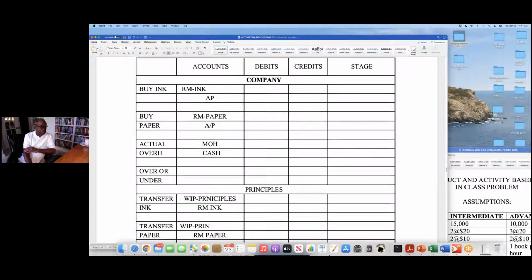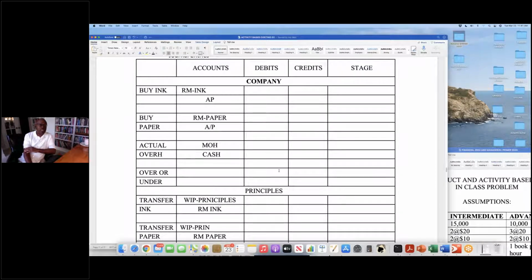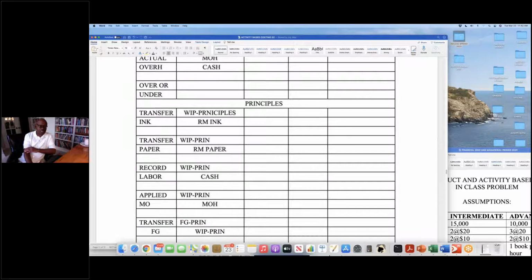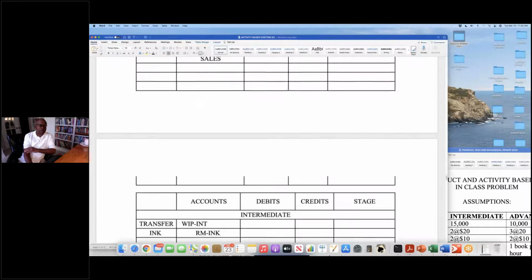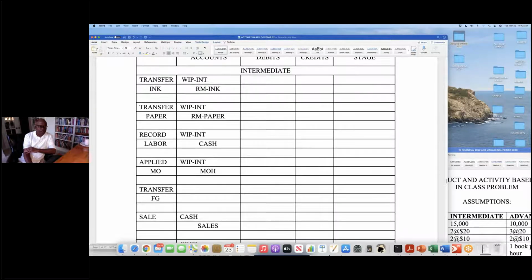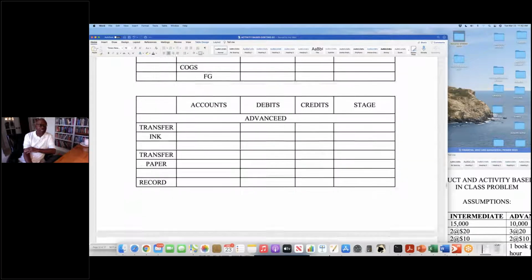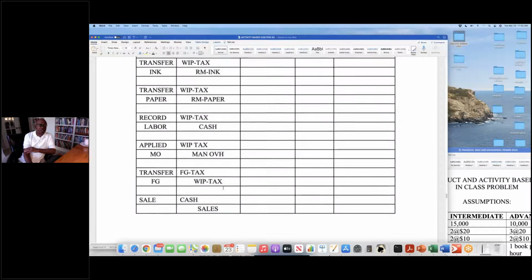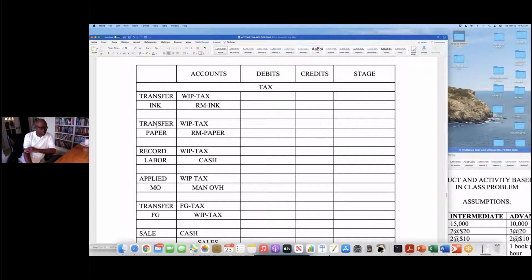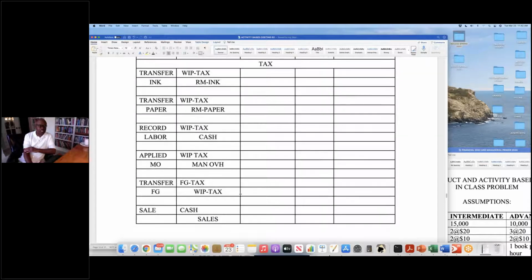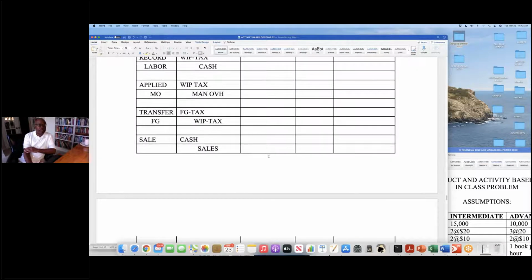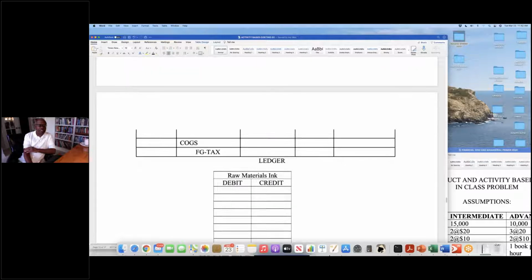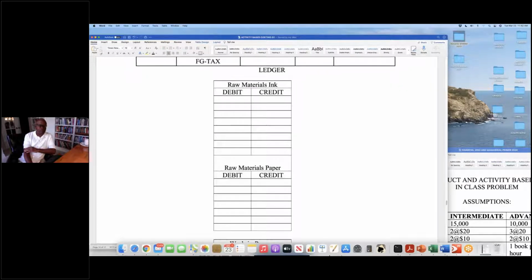So there's a company set of books. The company will make these journal entries. So, and these are your journal entries. Principal book, here are your journal entries. Intermediate book, your journal entries. Advanced book, here are your journal entries. Tax book, here are your journal entries. I think they kind of look the same. Transfer ink, transfer paper, record the labor, apply the overhead, make a transfer to finished goods, and then do your sales and your COGS and finished goods. You also got to post.